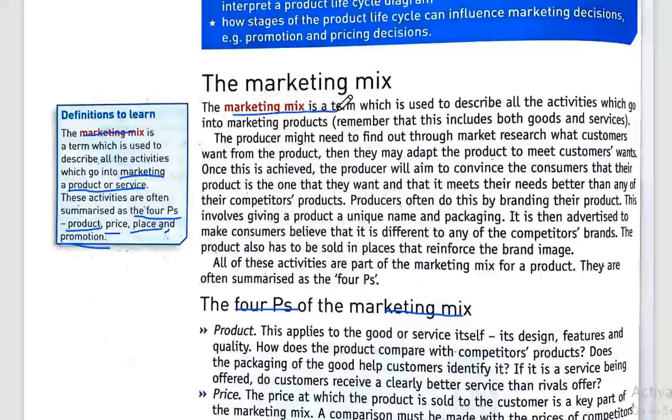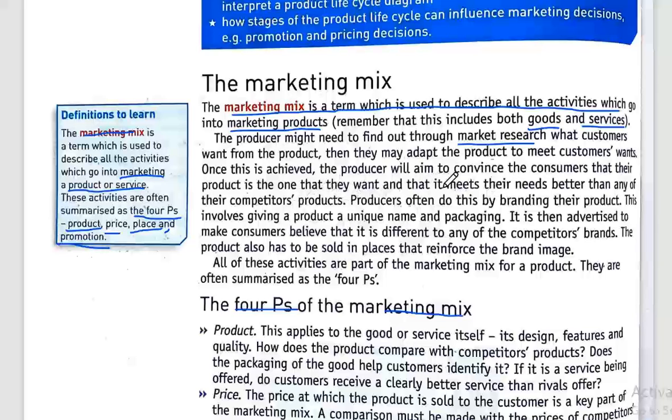So the marketing mix is a term used to describe all the activities aligned with marketing the product. And we must know that a product is both goods, something tangible, and a service. The producer might need to find out through market research what customers want from the product, then adapt the product to meet customers' wants. Once I know what the customer actually wants from my product, I must satisfy these needs and wants.